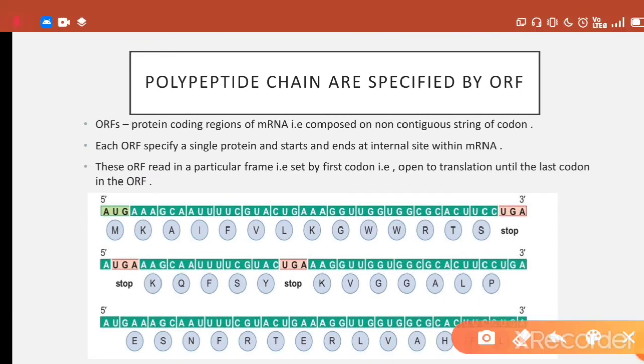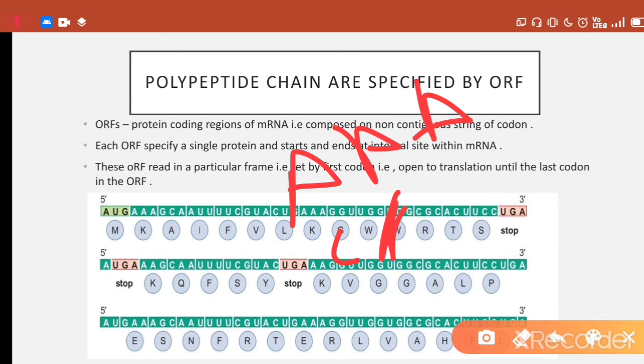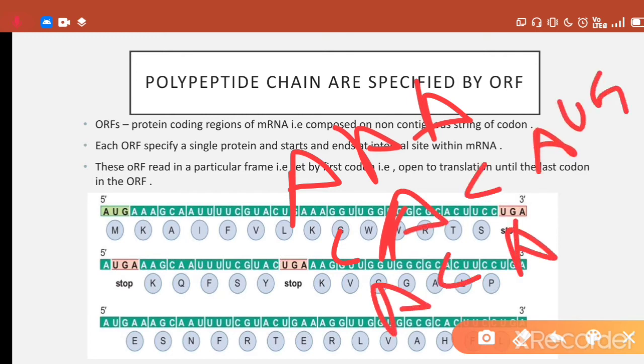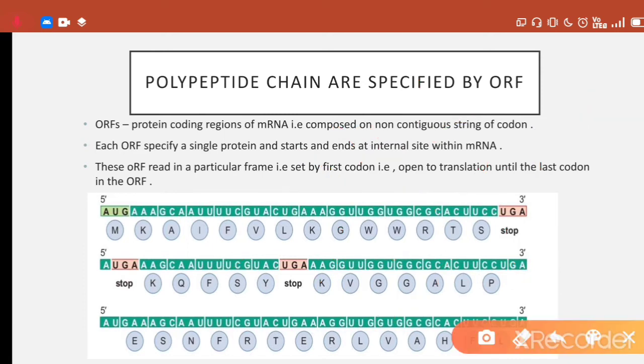As we know, 3 nitrogenous bases or nucleotides form a codon. For example, AAA, ACA, CAC, AUG. These are examples of codons. These codons specify a particular amino acid, and these codons reside in an open reading frame. So let us understand what an open reading frame is.